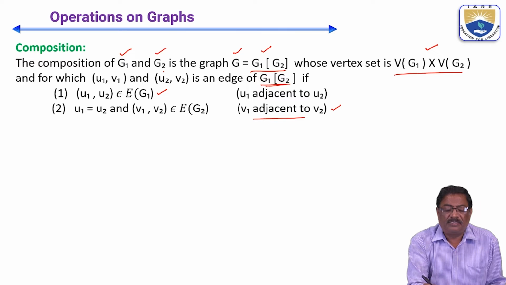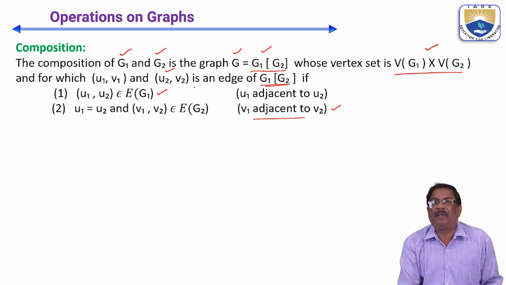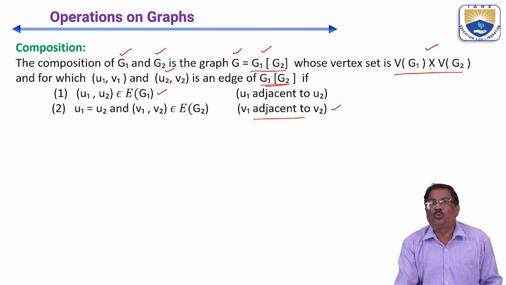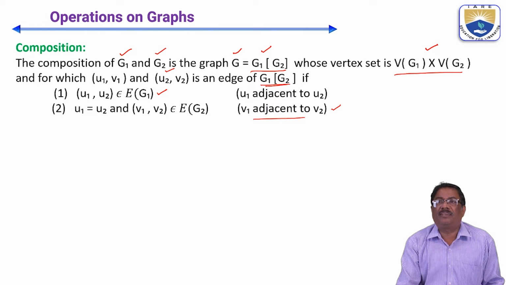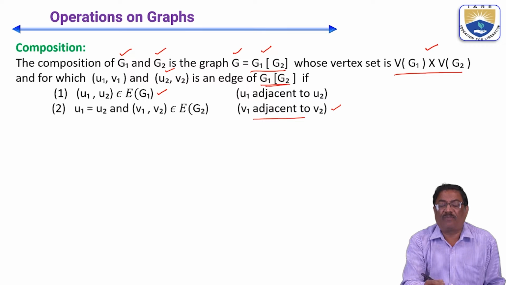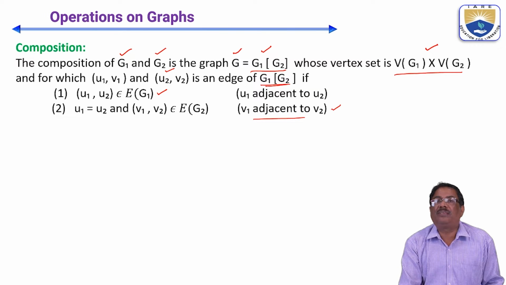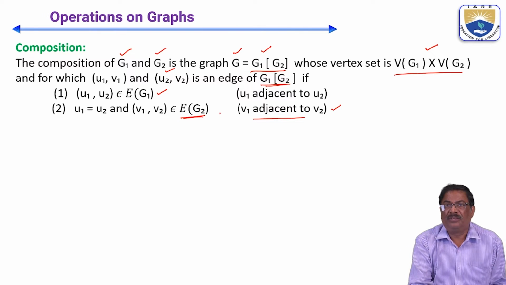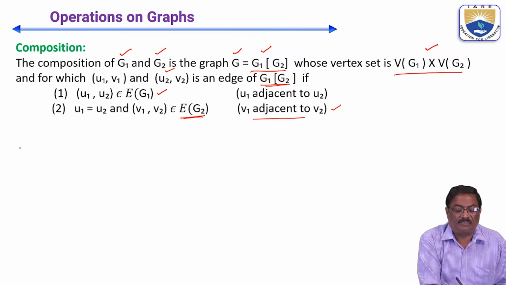For the edge set, we are going to consider any two points, which are nothing but ordered pairs, because the vertex set is the Cartesian product of the two vertex sets. So whenever there is an edge, the following conditions are true: either U1 is adjacent to U2, or if U1 is equal to U2, then V1 is adjacent to V2, that is (V1, V2) belongs to edges of G2. We are going to discuss one example.